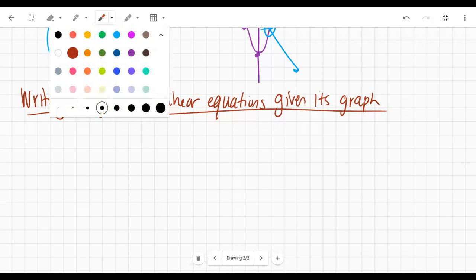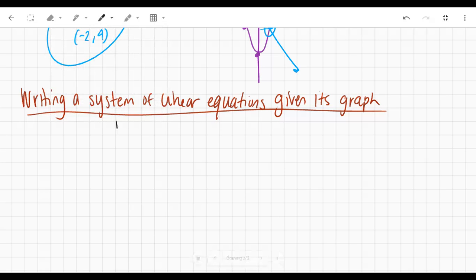So if, for example, we have our first line.